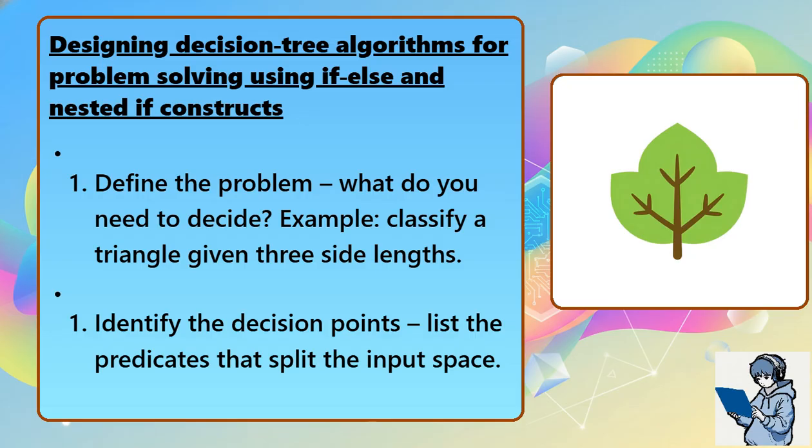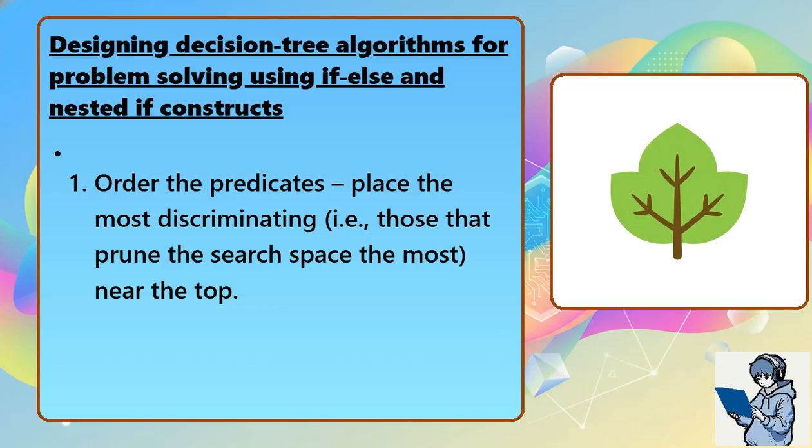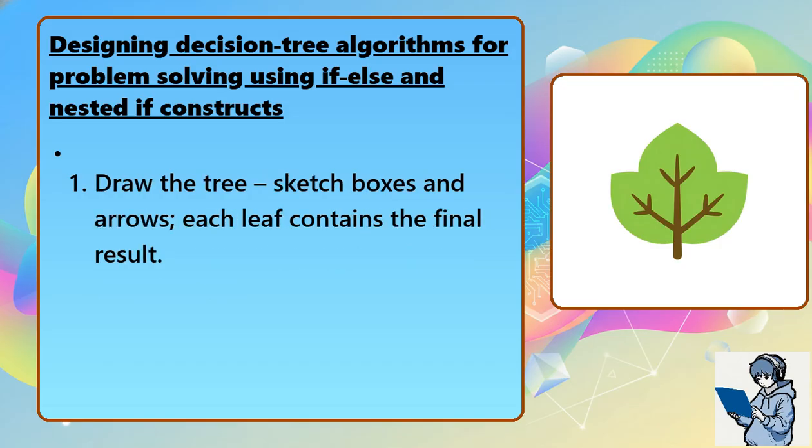Step 2. Identify the decision points. List the predicates that split the input space. Step 3. Order the predicates. Place the most discriminating ones, those that prune the search space the most, near the top. Step 4. Draw the tree, sketch boxes and arrows. Each leaf contains the final result.